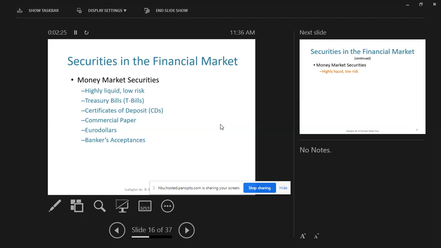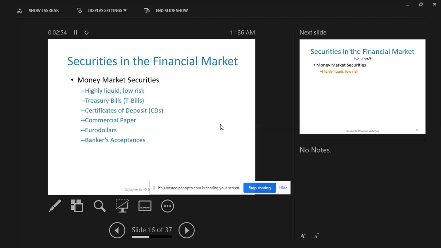Certificates of deposit, CDs. This is short term. Sometimes you have money but you want a higher interest rate. You can go to the bank, and they ask, do you have CDs? Do you have CDs?